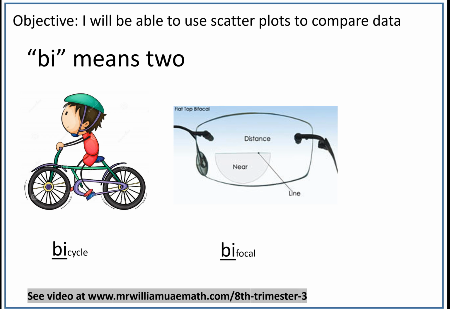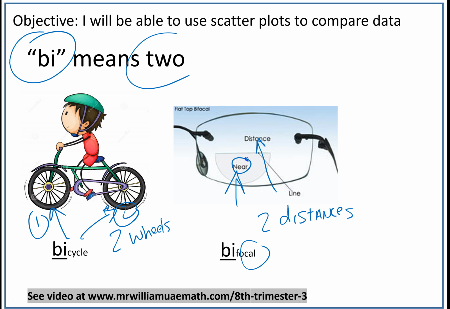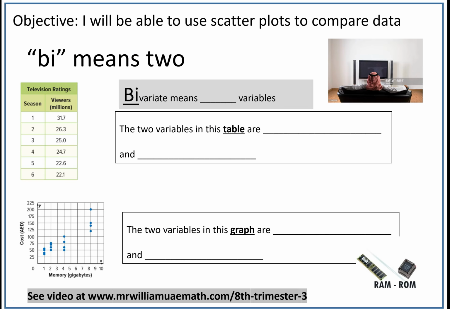One of the first things you need to know is that the prefix bi means two. So a bicycle has two wheels. One, two. Bifocal means you can see two distances. You can see close, you can see far away. The word bi means two.